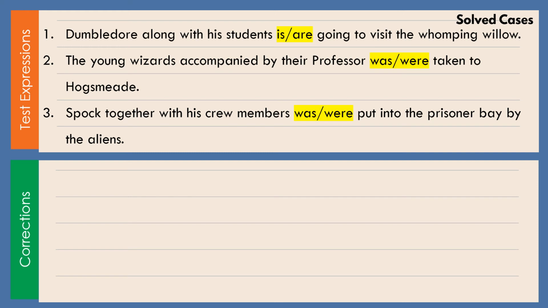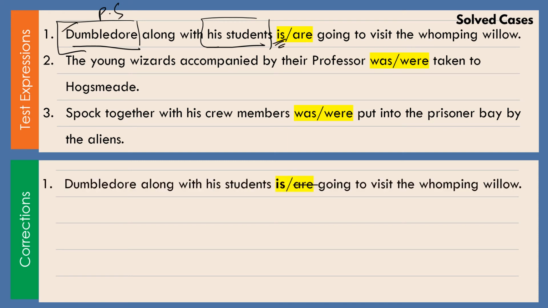So, Dumbledore along with the students is or are going to visit the Whomping Willow. Dumbledore is the primary subject. His students will be the appendage here, right? So the verb has to take the form of the primary subject. The primary subject is singular in nature, so you go for the singular verb. Dumbledore along with his students is going to visit the Whomping Willow.